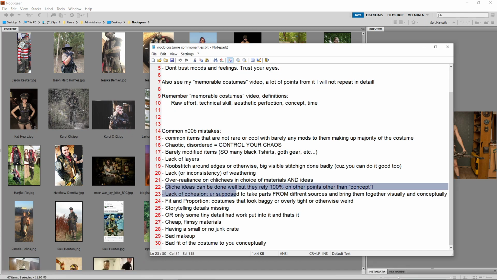So yeah, cliche ideas. That was our current one. You don't need to invent something entirely new, nor can you as a beginner. Just move on, more layers, more interesting base items, and integrate them well.